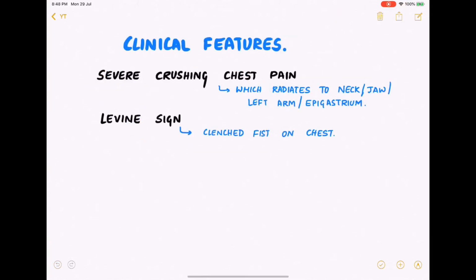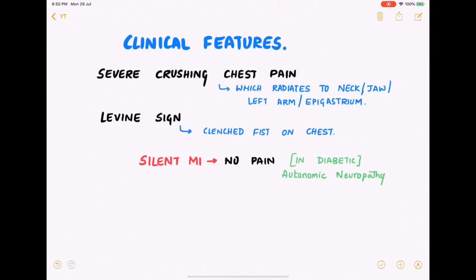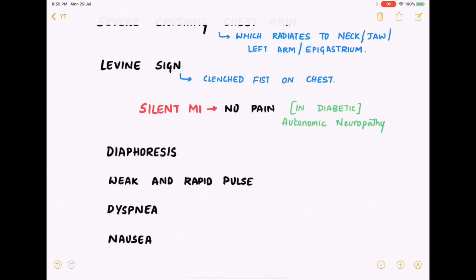A person suffering from heart attack experiences severe crushing type of chest pain or the pain in retrosternal area, which radiates to the neck, jaw, left arm and the epigastric area. And they also commonly present with Levine sign, that is they hold a clenched fist on the chest, which is due to the pain that they experience in the chest. There is something known as the silent MI, where the patient does not feel any pain. This is seen mainly in diabetics and in some elderly patients in whom we see autonomic neuropathy. The other clinical features are diaphoresis, weak and rapid pulse, dyspnea, and nausea.